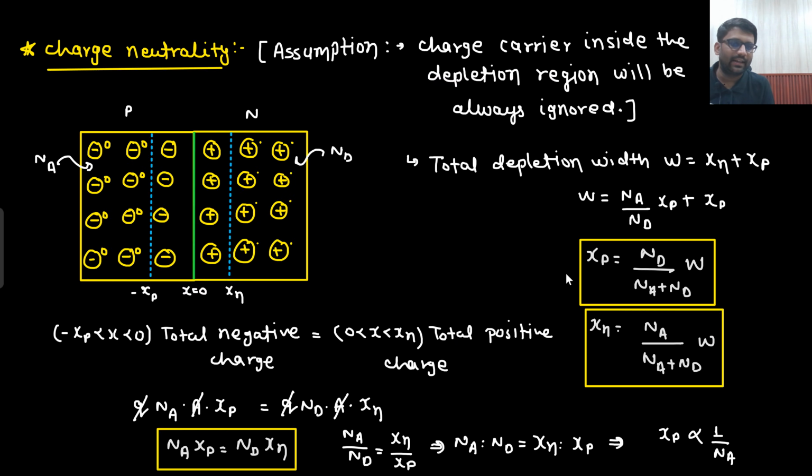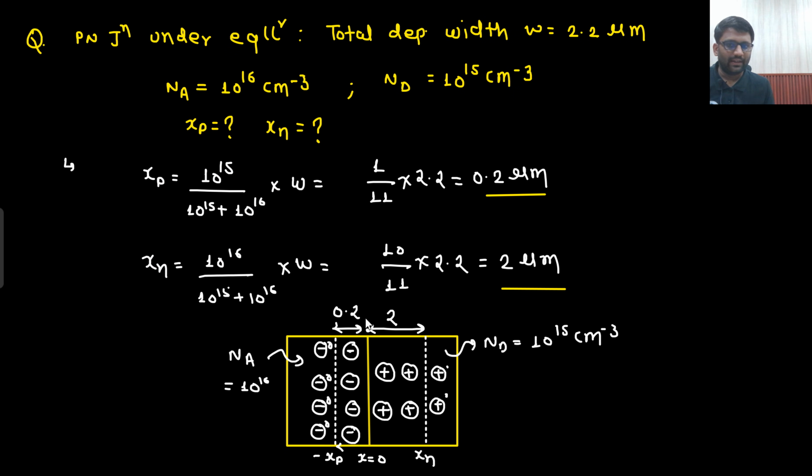So do you really think, sir, that you need to mug up this formula? Only remember this thing: Na into Xp equals Nd into Xn. From where did it come? Charge neutrality. Positive charge equals negative charge. That's it. Na into Xp equals Nd into Xn. Charge neutrality. You remember this, and you get the expression.